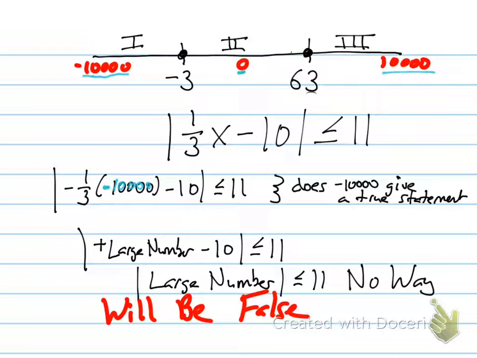Now, some of this can be mental math for some of you. Others of you might like to write it down. If I take 1/3 times -10,000, I'm going to get a negative, and it's going to be a pretty big number. It's actually going to be 1/3 of 10,000, which is probably something like 3,333. And I'm going to look and see if I take a large number, minus 10, is that going to have an absolute value which is positive, will it be less than 11? Well, obviously, if I have a really big number like 3,333, and I subtract 10, and I take the absolute value, it's going to be greater than 11. It's not going to be less than 11. So this would be a false statement. So this is not a critical region. It's not a part of the solution set. So I'm not going to shade in where that negative 10,000 was.